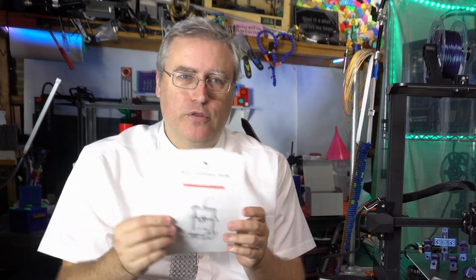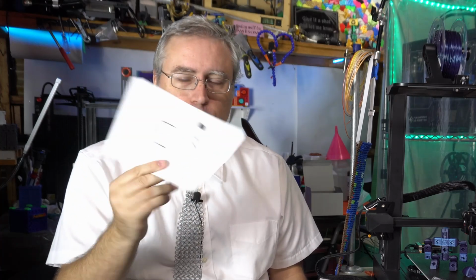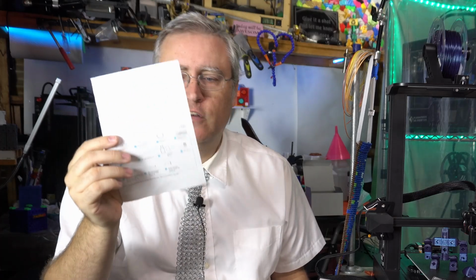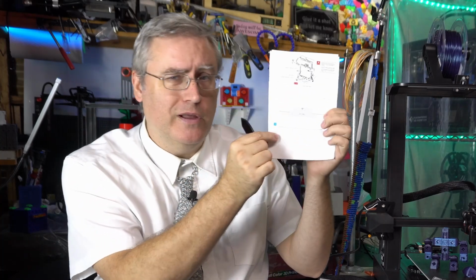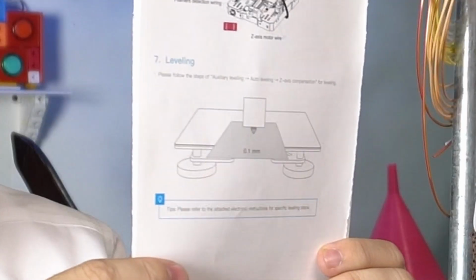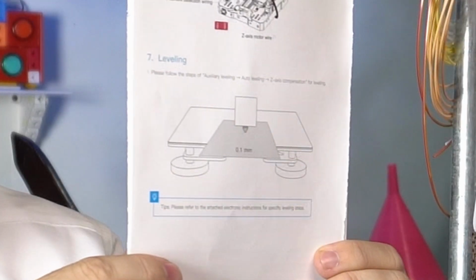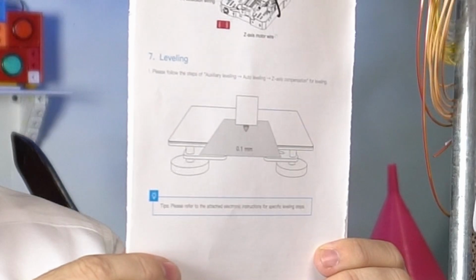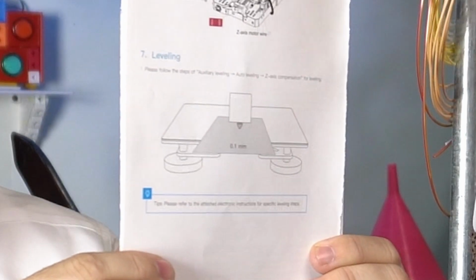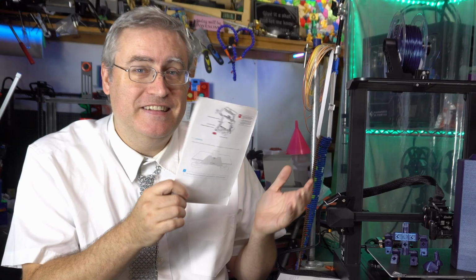Let me walk you through these pages. Page number 1 is a go here if you need help, and we'll talk about that later. Page 2 is here's the stuff that you're going to find in here. Page 3 and 4 are how to assemble it, and half of page 5. And then the last page says this right here at the bottom. Step 7, leveling. Please follow the steps of auxiliary leveling, auto leveling, Z-axis compensation for leveling. That's it. That's all that they tell you to get started.